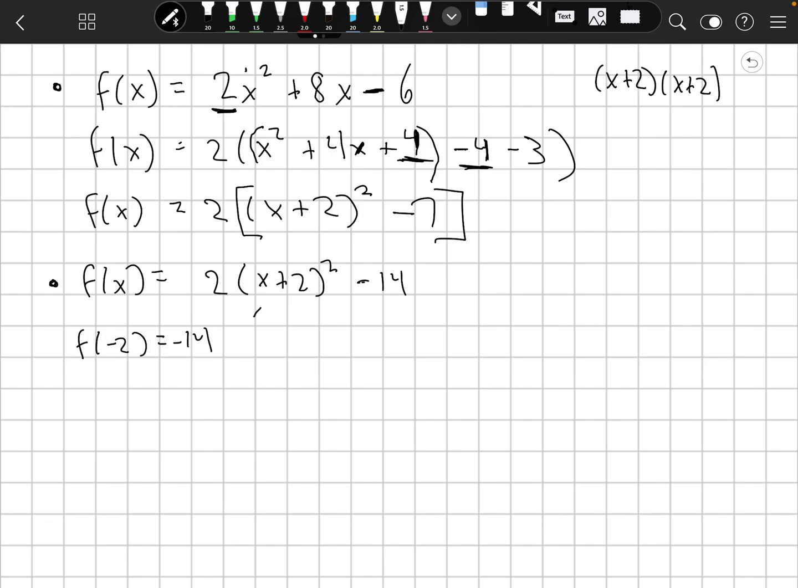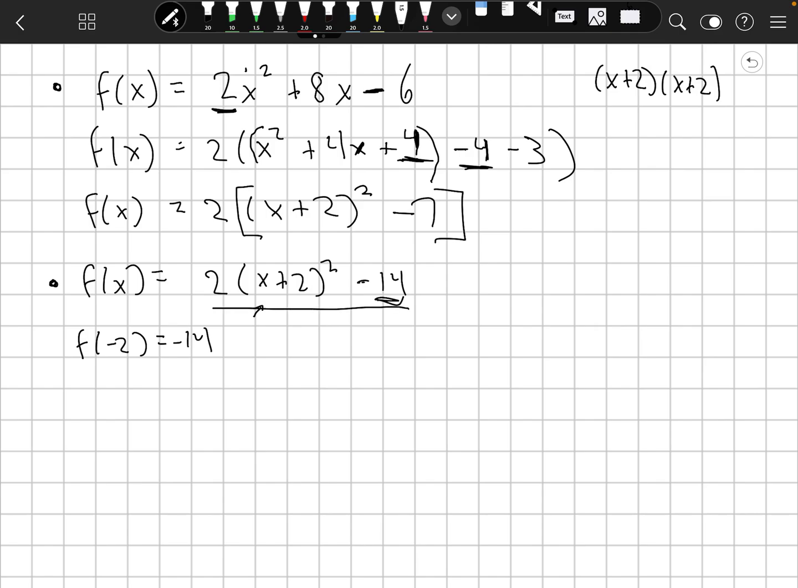Now let's plug in negative 2 right there. Negative 2 plus 2, that's just 0. 0 squared is 0 times 2 is 0, and we also get negative 14 out. So that's one input. You plug it in, you get the same output out. If you plug multiple inputs in, you get the same outputs out.